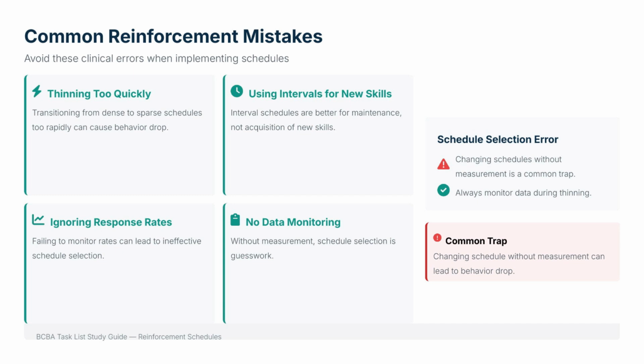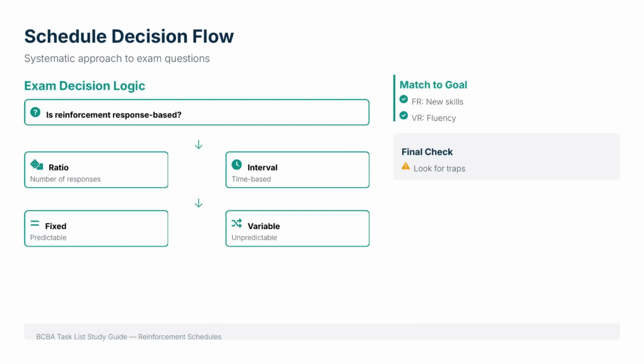Finally, let's review a decision-making framework. When analyzing a question, first ask, is reinforcement based on responses or time? If responses, ratio. If time, interval. Then ask, is it predictable, fixed, or unpredictable, variable? Finally, match the schedule to the behavioral goal. This structured approach prevents common exam traps.